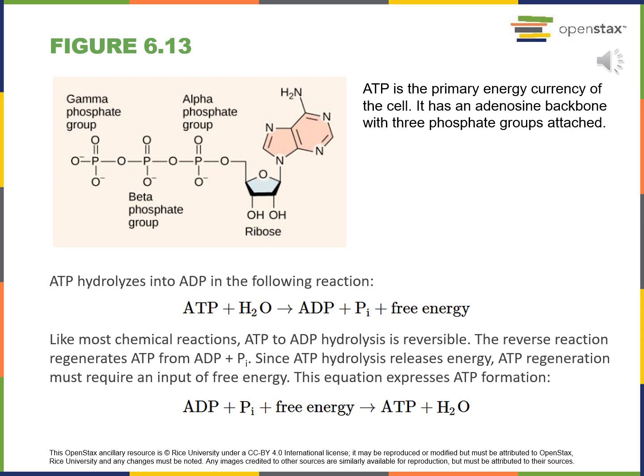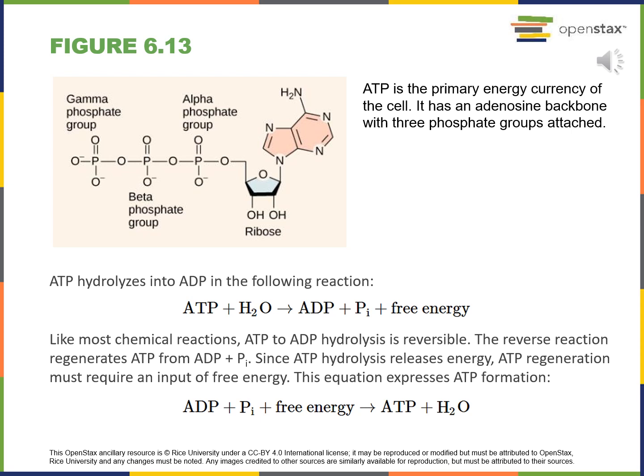It has an adenosine backbone with 3 phosphate groups attached. As its name suggests, adenosine triphosphate is comprised of adenosine bound to 3 phosphate groups. See figure 6.13. Adenosine is a nucleoside consisting of the nitrogenous base adenine and a 5-carbon sugar called ribose. The 3 phosphate groups, in order of closest to furthest from the ribose sugar, are alpha, beta, and gamma. Together, these chemical groups constitute an energy powerhouse.